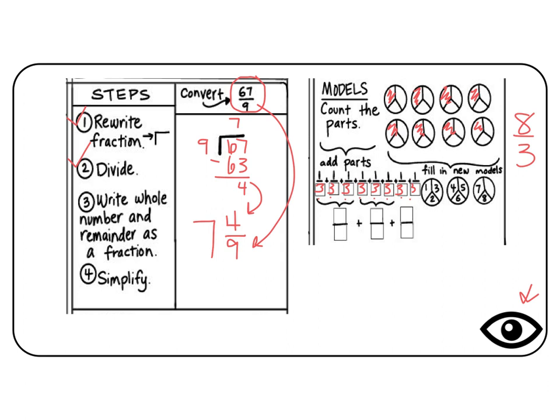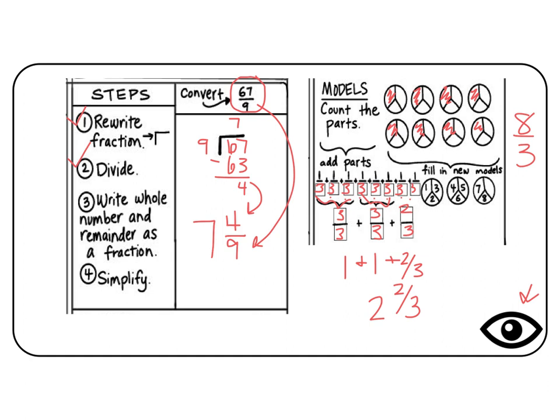Now, 8 thirds, we can draw 1/3 in each of the thirds, or I can group them into groups of 3. So 1, 2, 3 makes 3 over 3, which is 1. And then I'm left over with 2 thirds. So I could call this 1 plus 2 thirds, which would give me 2 and 2 thirds.